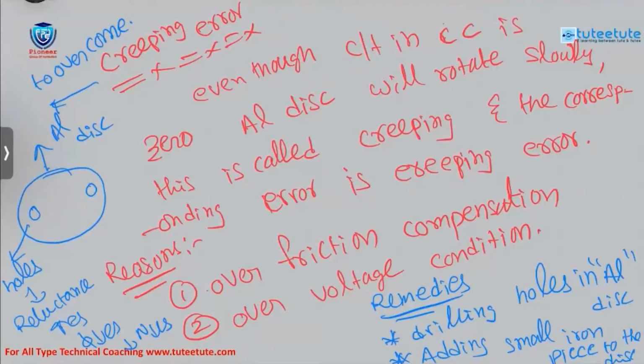This is very important related to the energy meter. Many of the questions are coming like this. In the energy meter, the aluminum disc is drilled with holes to reduce creeping error. The most important question in the energy meter concept is creeping error. To minimize it, we drill holes on the aluminum disc, and second, we attach a small iron piece on the aluminum disc such that the speed of the disc is reduced.